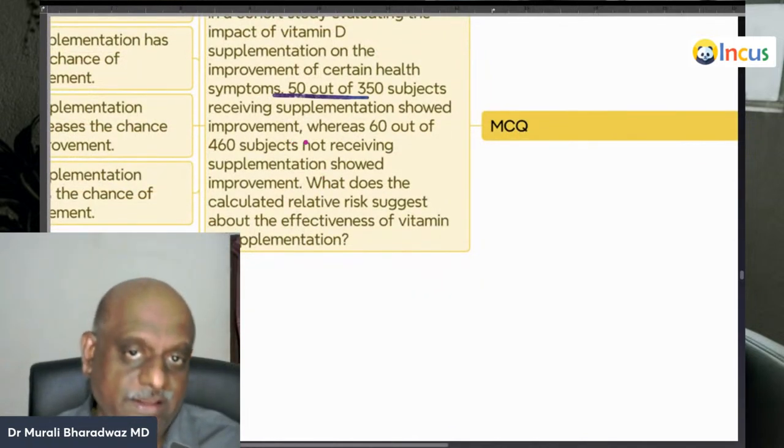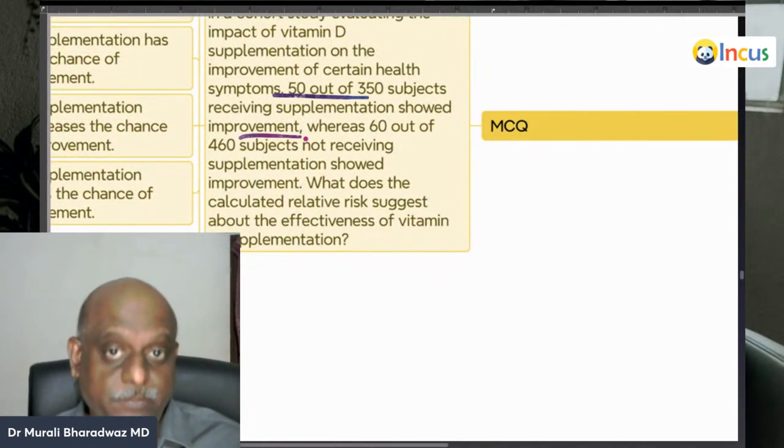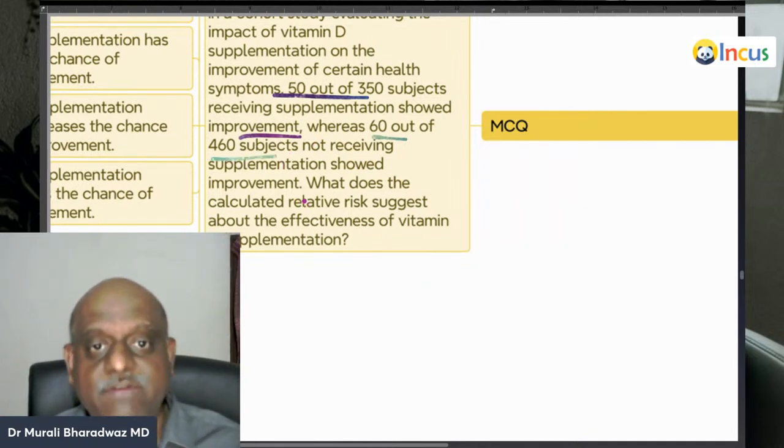50 out of 350 showed improvement. 60 out of 460 not receiving supplementation also showed improvement.